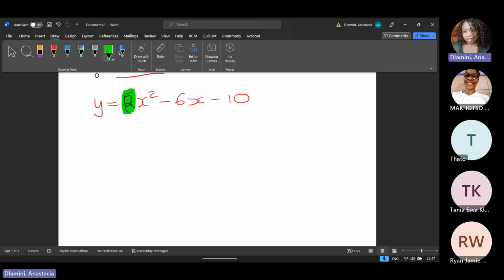You're saying we divide by 2. So you're going to divide 2x squared minus 6x minus 10 by 2. Can someone help me and remind us what they said in grade 3, 4, and 5? I'm sure. What did they say? Ma'am, you factorize. Were you factorizing in grade 3?